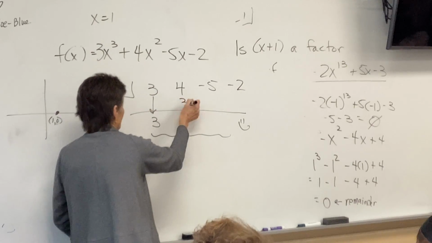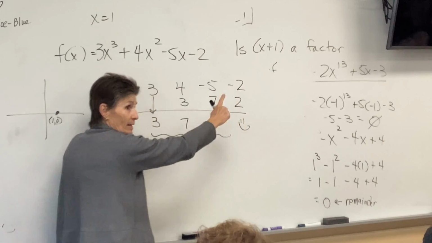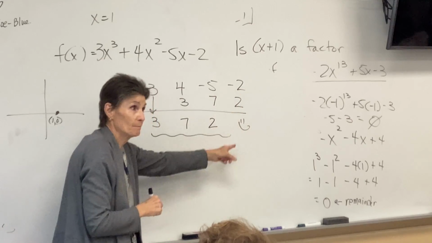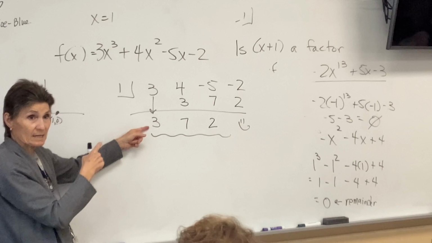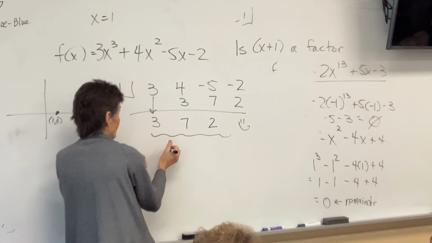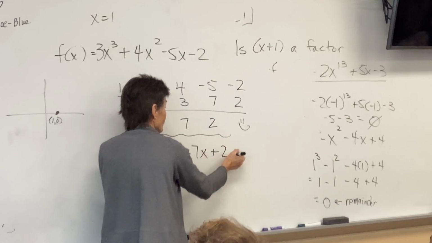Well, let's see. See that 0 right there? That's awesome. But what's left? That's the interesting part. What is this? 3x squared plus 7x plus 2.